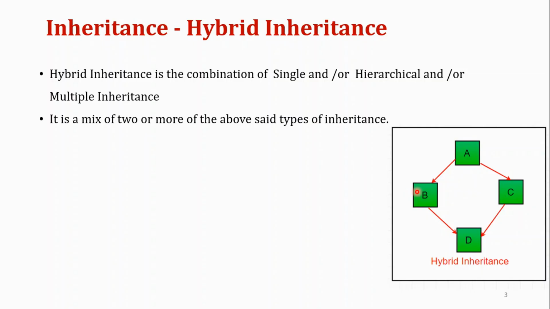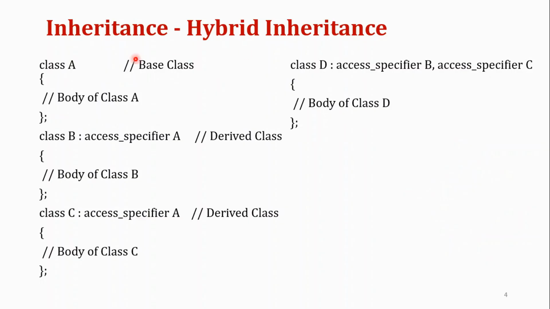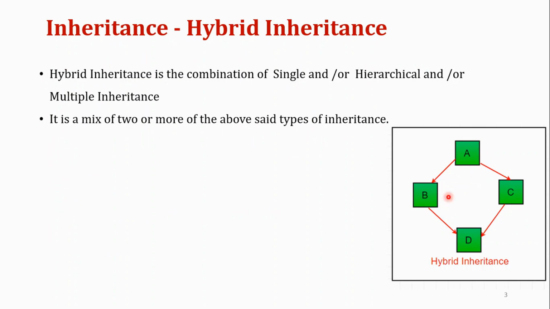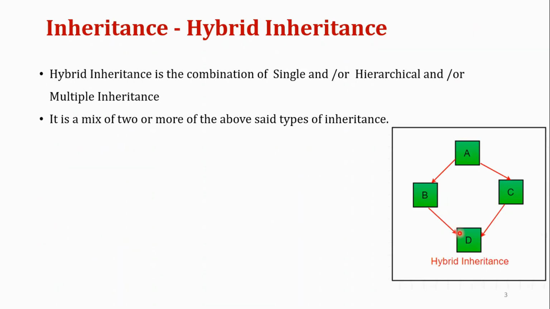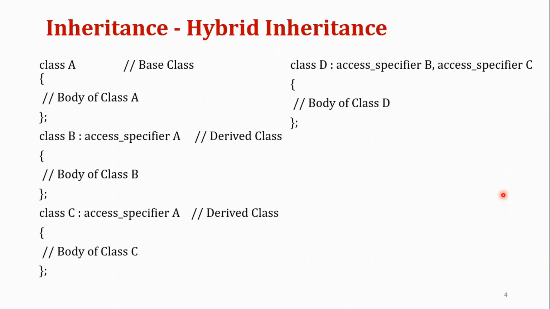Okay, so let us see the syntax. Class A is the base class inherited to class B and class C. Referring to the diagram, class B colon public A and class C colon public A. Class A is inherited to B and C, and the last one, class D, is inherited from B and C. So class D colon public B, public C. That is a derived class.